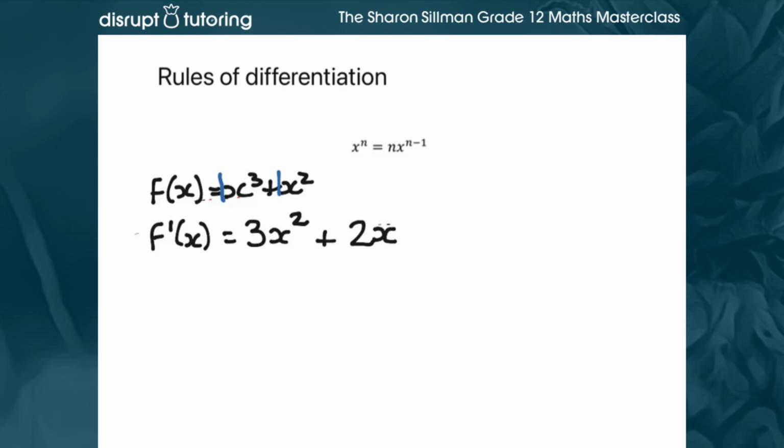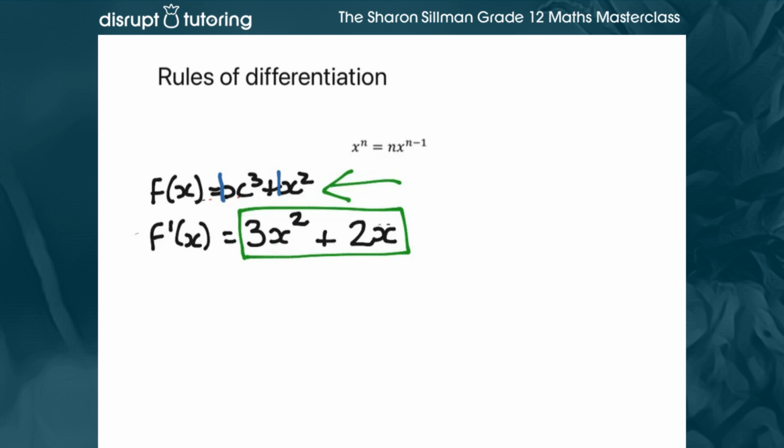And remember what we found. If we drew this function, this is the expression that would find us the gradient of the tangent at any point. If we were interested in the gradient of the tangent when x is 3, then we would substitute 3 into x's place and find the gradient of the tangent.